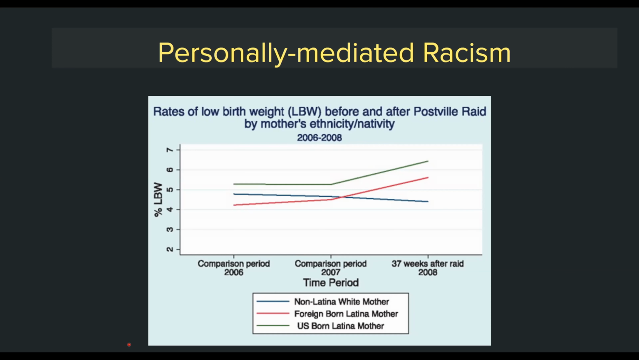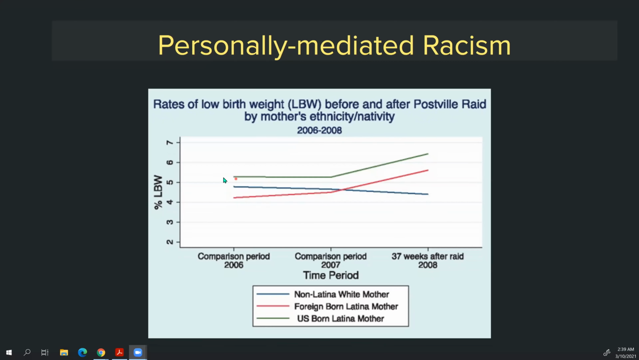And so what epidemiologists did is they looked at the rates of preterm birth before the raid and after. So let's look at the chart. Before the raid, you see what you would expect to see. Foreign-born Latina mothers in the red have much better health outcomes. They have a lower percent of low birth weight babies, so they have healthier babies than even white moms. And US-born Latina moms have the worst health outcomes.